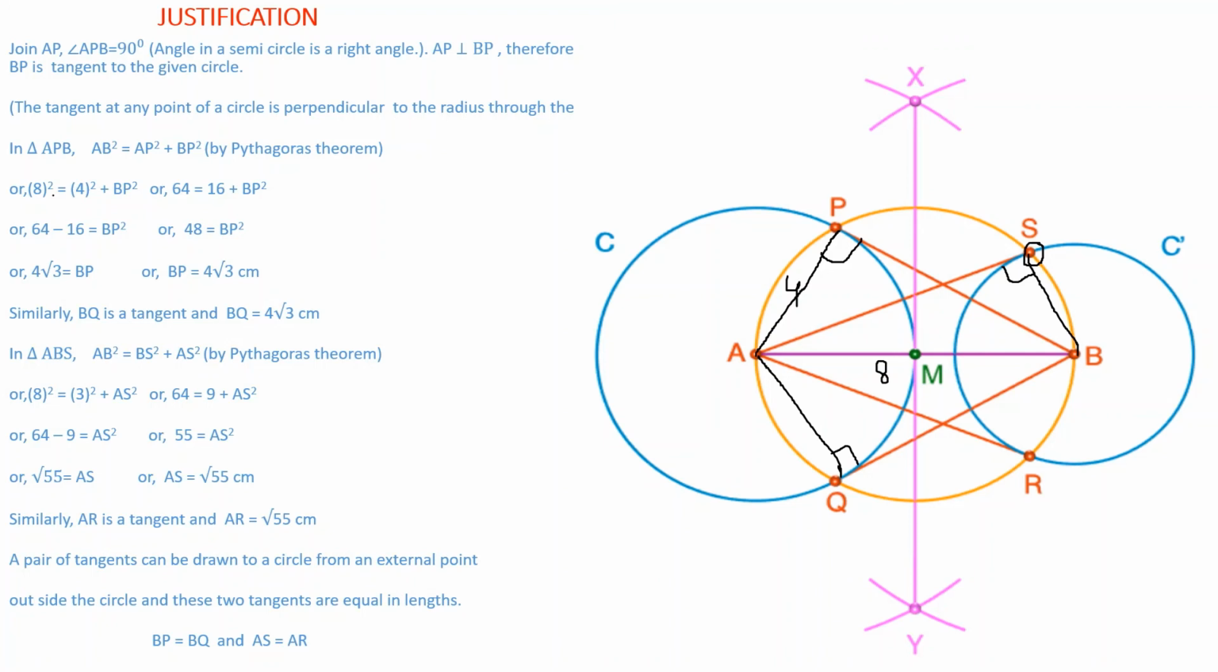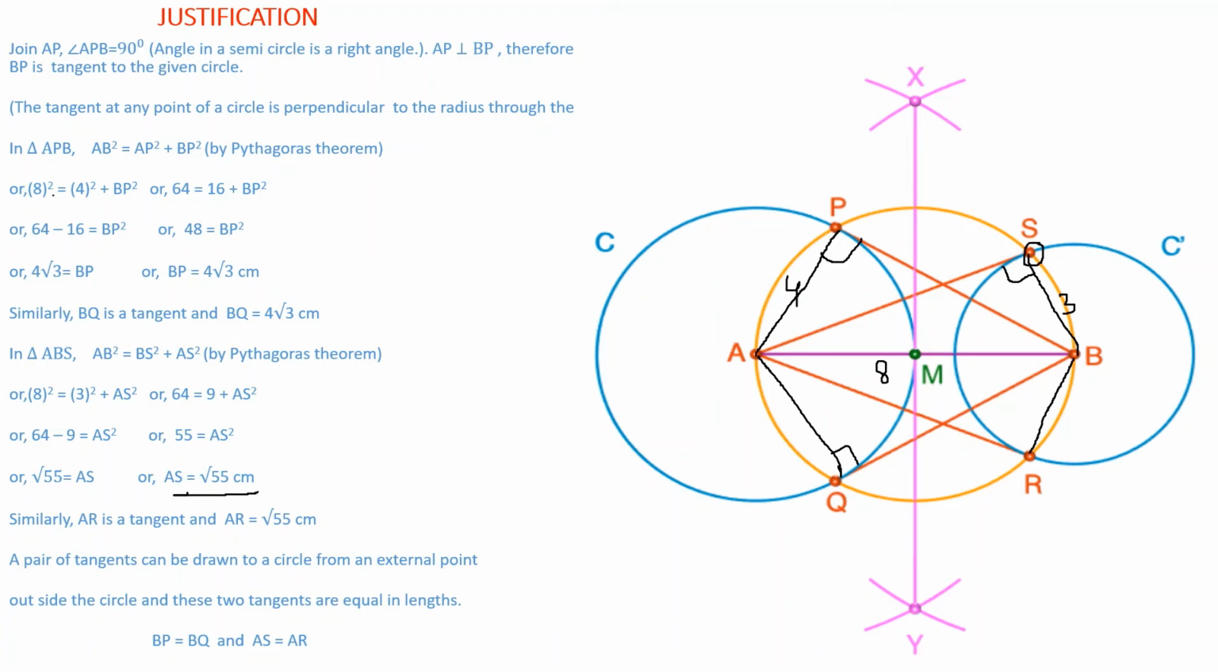So ABS is an angle in a semicircle. So this angle is 90 degrees. So similarly we can calculate in this right angle triangle ABS, AB square equals AS square plus BS square. Pythagoras theorem you just apply. When we apply, AB is 8 and BS, as you know, the radius is 3. So we can calculate. AS square we don't know. With this, AS is root 55. Similarly, we can join BR and we see AR is also root 55.